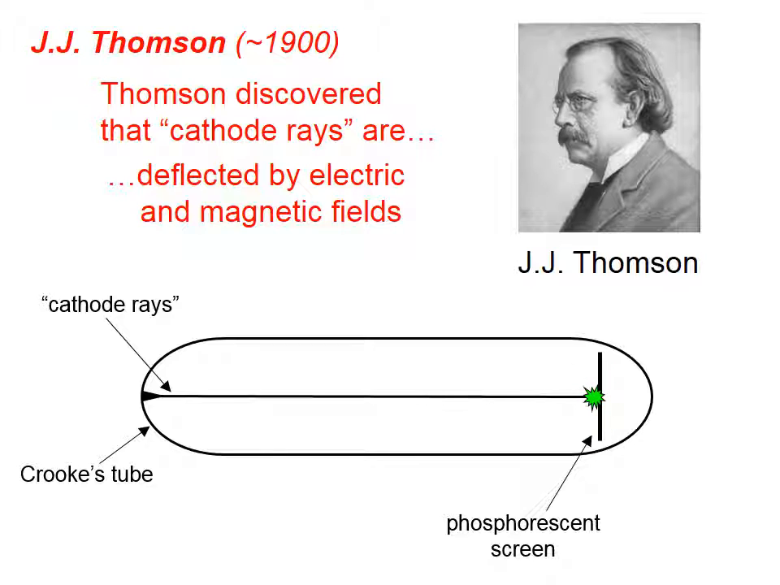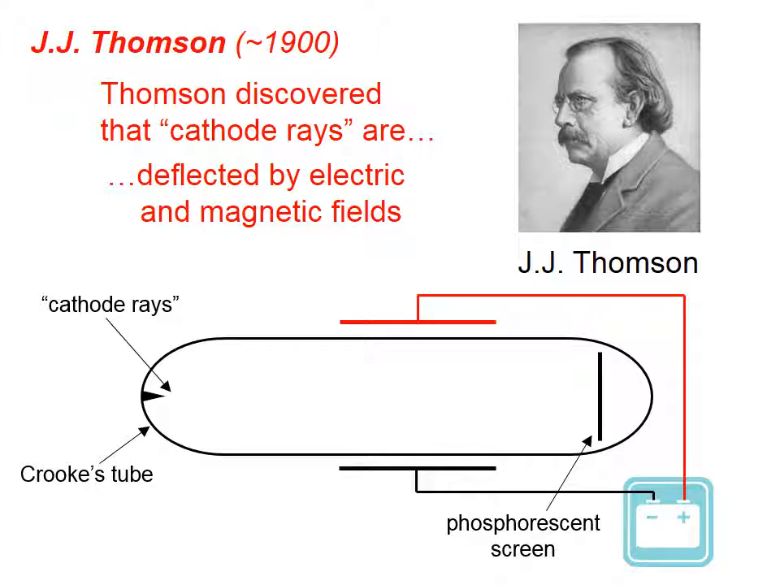the screen that glows. Well, J.J. said, well, I wonder if I take an electric potential difference and put it around that discharge tube, and then I shine my cathode rays, I wonder what happens. Well, here's what happened. That cathode ray deflected. Now, if they were just rays of light, they aren't affected by magnetic fields, and it would just go straight.